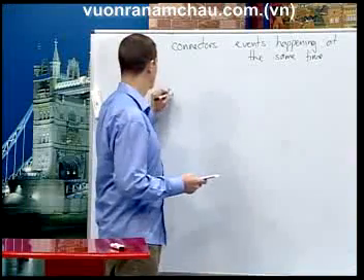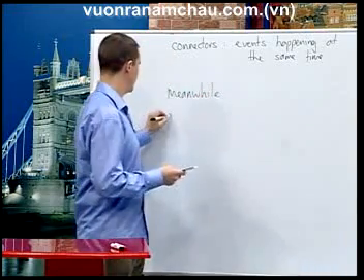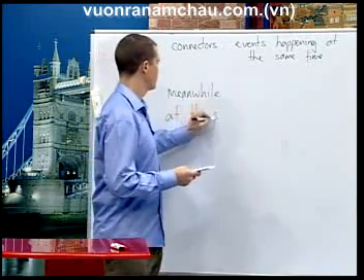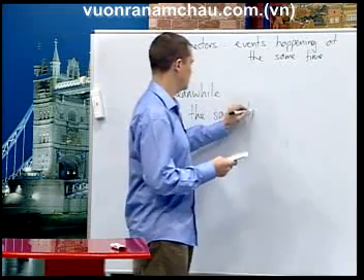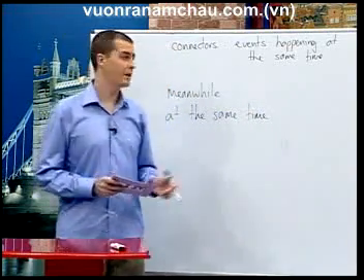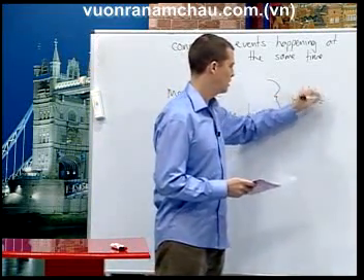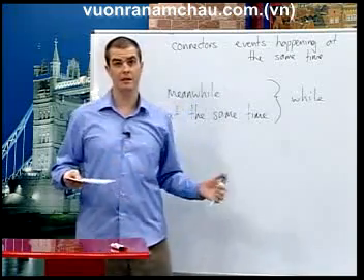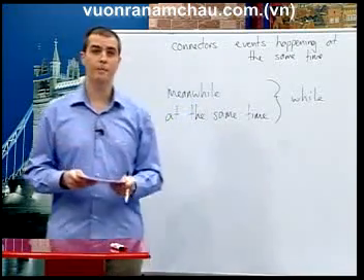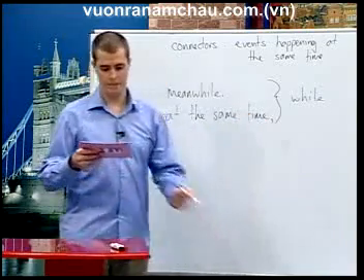Meanwhile, and at the same time are connectors which have the same meaning as while. Two things happening together at the same time. They are followed by a comma. Meanwhile, comma, at the same time, comma.